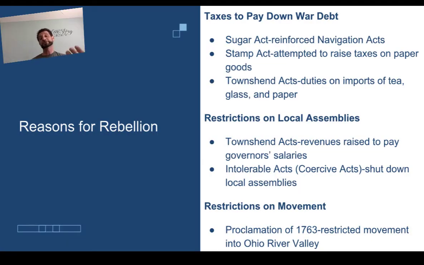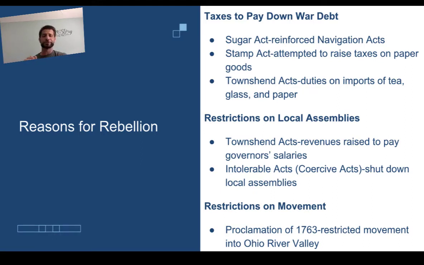So because of these mercantile wars, we start to see that key concept 3.1. The British start reasserting policies that basically take away local governance. Best examples of those. First of all, taxes. Mercantile wars led to immense debts. Britain had to pay off those debts. And so in order to pay off the debts, they started passing certain laws, or certain acts, like the Sugar Act, which really reinforced the Navigation Acts. It actually lowered taxes, but it reinforced the Navigation Acts and said you can only trade with Great Britain. The Stamp Act, which attempted to raise taxes on paper goods, and the Townshend Acts, which placed duties or tariffs on imports of tea, glass, and paper.